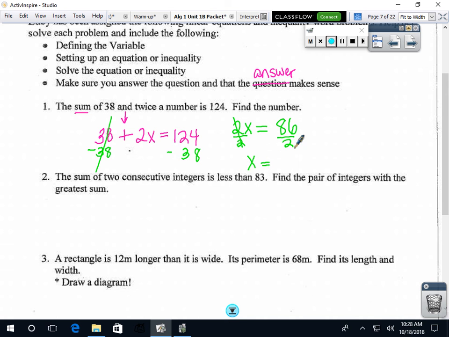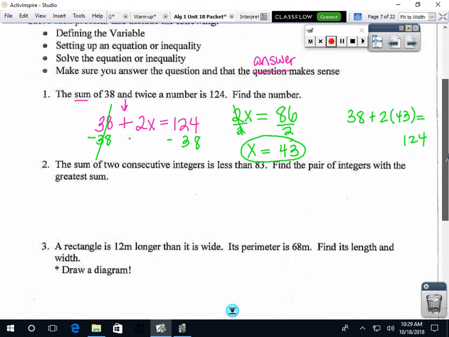And so now 86 divided by 2 is 43. And so the number is 43. If you add together 38 and twice 43, which would be 86, it'll add up to 124. So it makes sense because 38 plus twice 43 will add up to equal 124. Okay, does that make sense to everybody?